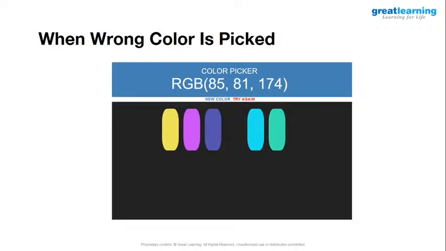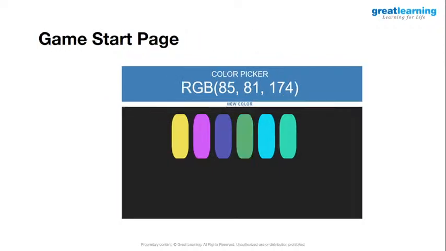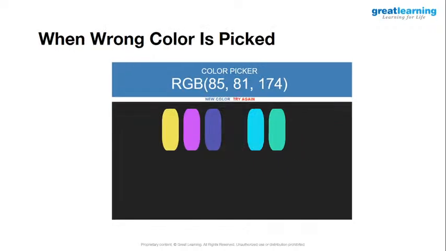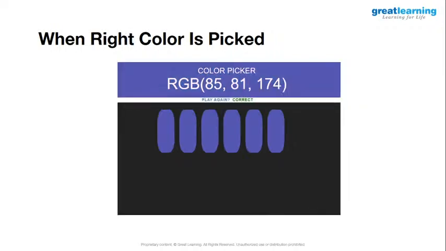This is when we pick the wrong choice. You will get the try again message, and the color which was earlier shown will be faded to black. And if we pick the right choice, then there will be a play again message with the correct sign, and the text color of that correct sign is green. Yes, it is very easy.